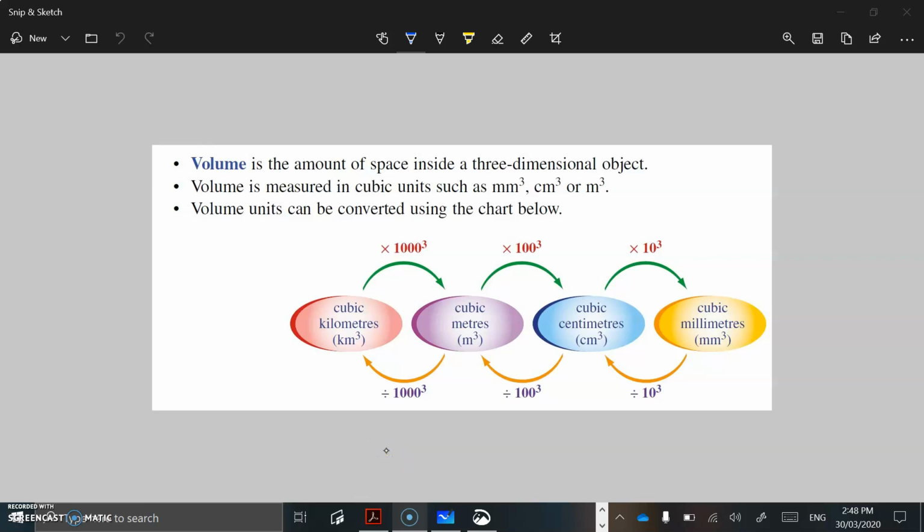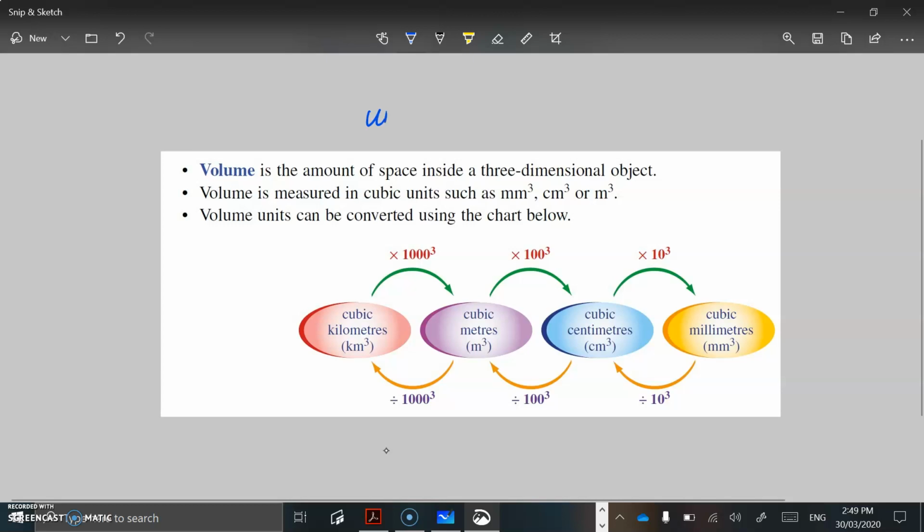Hi guys, in this video we're looking at volume in the context of prisms. But firstly, just as with perimeter and area, I want you to make sure that you know your conversions. And in this case with volume, we're looking at units cubed now.